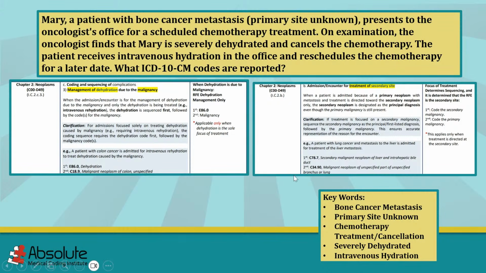So we're going to be focusing on the first one first. You see right here that the sequencing that they are focusing on first is going to be our dehydration, because this is our reason for encounter because she was severely dehydrated. So she's not doing the chemotherapy. So we don't even need to be thinking about the chemotherapy anymore because it was canceled.